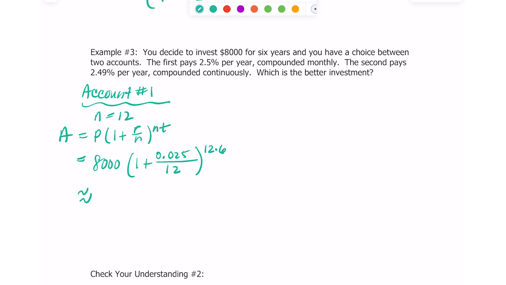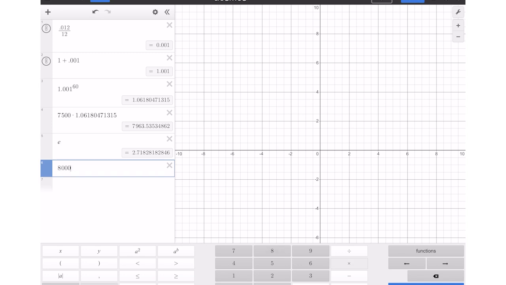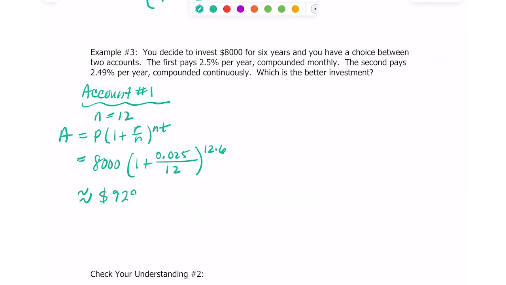For this one, we're just going to type it right into the calculator the way we see it. I've shown you how you can type it in pieces, so you are welcome to do that. It's going to be 8,000 times 1 plus 0.025 divided by 12, to the 12 times 6, or you can just type 72. And you get $9,293.22. So that's how much money we would make after 6 years if we are in that account that pays 2.5% per year and it's compounded monthly.